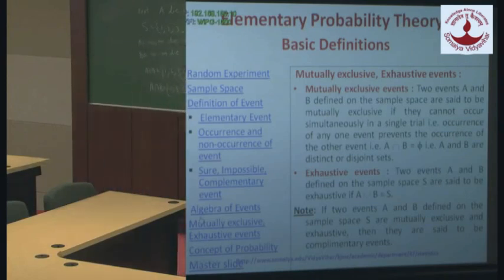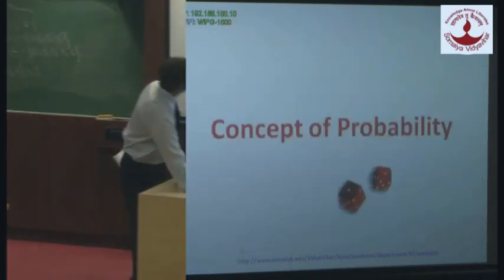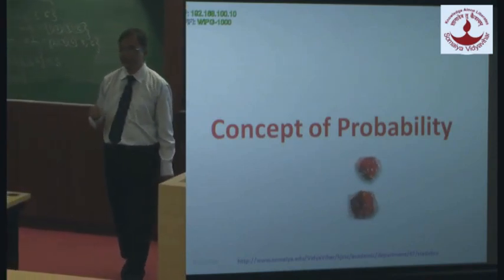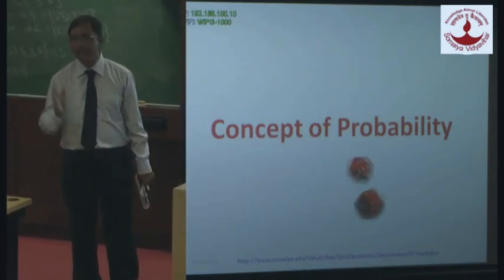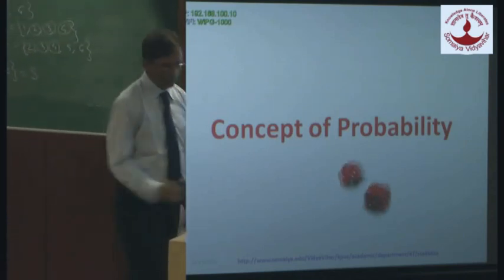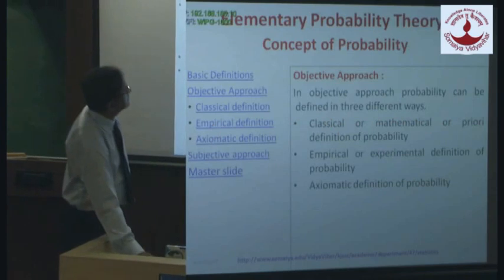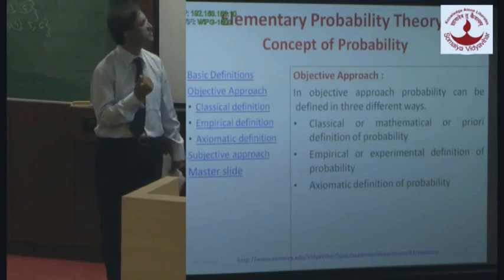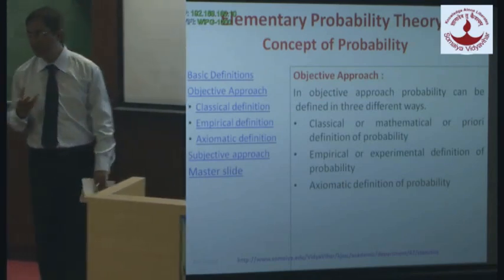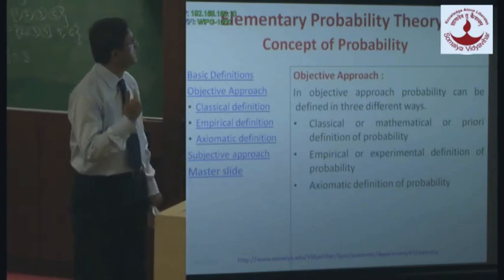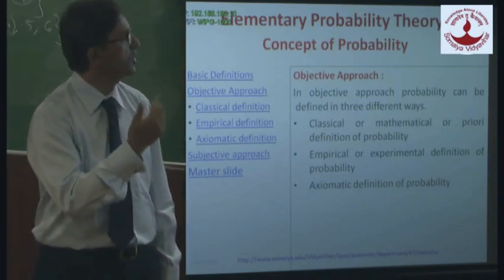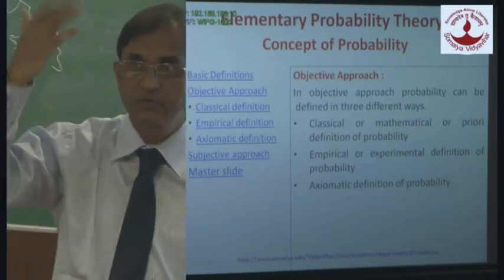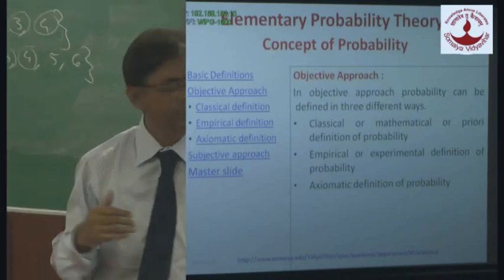By using these definitions, now we can define the probability. These basic definitions: event, sure event, impossible event, mutually exclusive event, exhaustive events, complementary event. Based on these definitions, now we can define the probability. Probability can be defined in different ways. There are 2 approaches basically: the objective approach and the subjective approach. In the objective approach, it can be defined as either the classical, empirical or axiomatic definition. Classical means using previous, prior information, we define the probability.